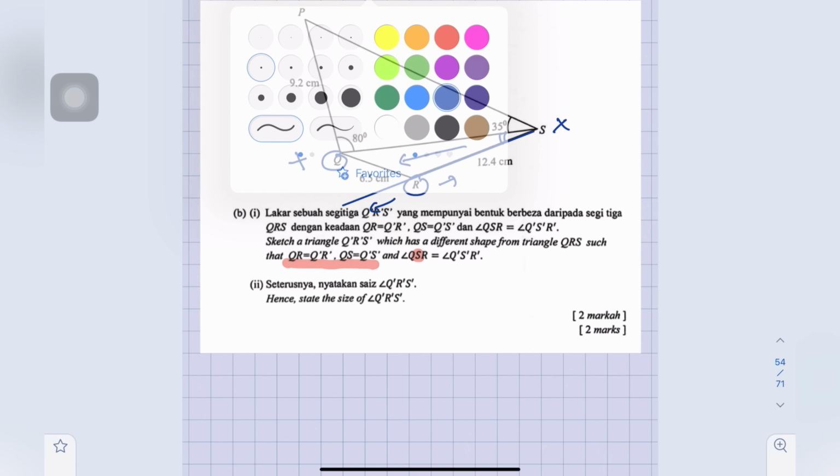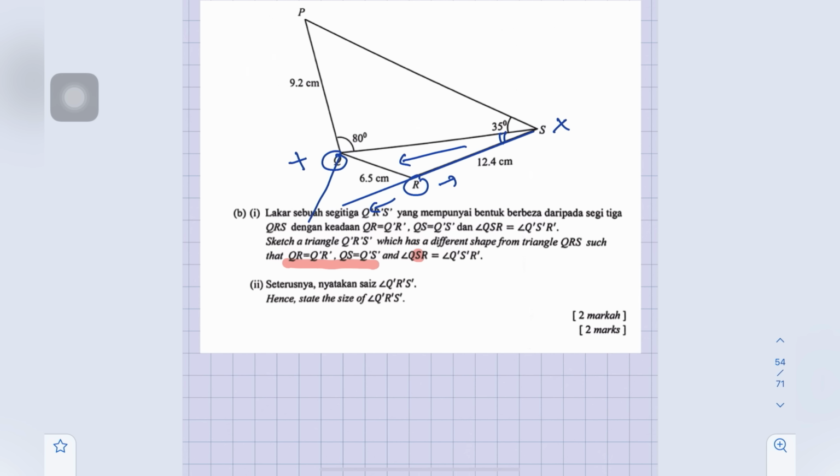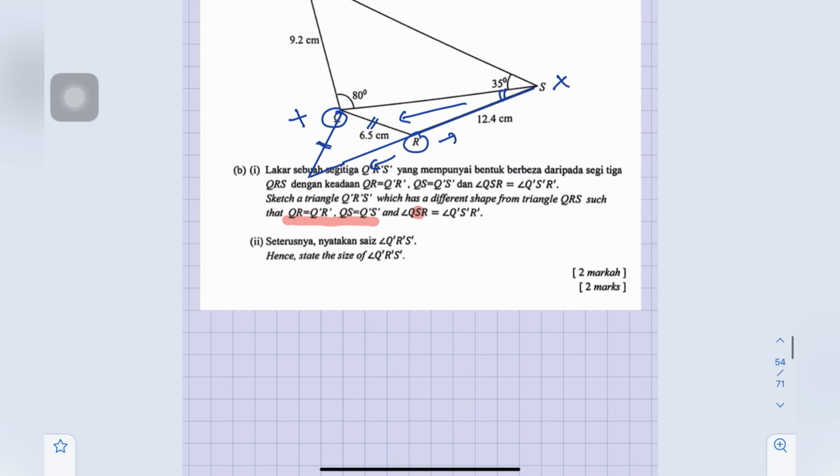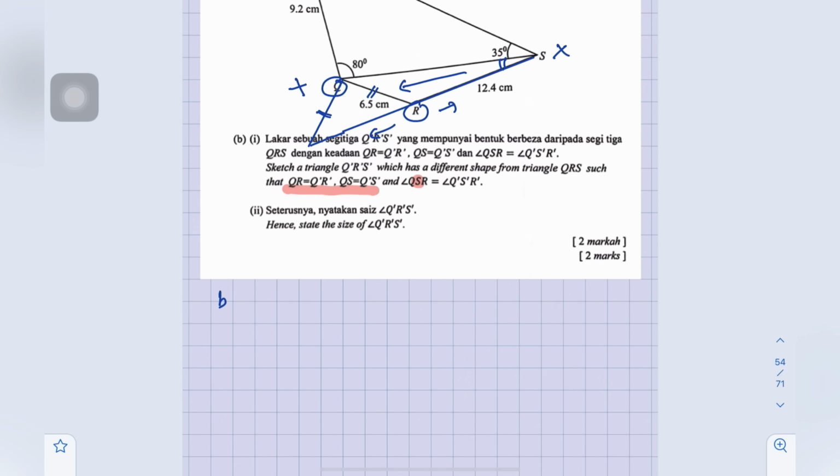Ke kiri lagi. Okay, so this one, ni ada extend lagi lah. So Q prime R prime equals QR. Then ni lah the new one. Kita kena lukis balik. So B Roman 1, this one by using ruler, tak boleh freehand. So this is Q prime R prime S prime.